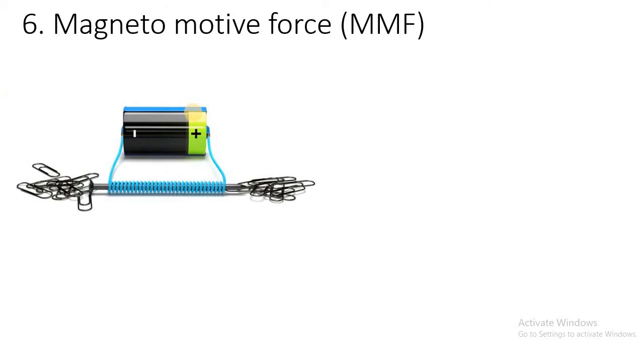If the battery, which is of 5 volt, is replaced by 10 volt, we are increasing the magnitude of the voltage. When the battery was 5 volt, the current flowing through the wire was 0.1 ampere.